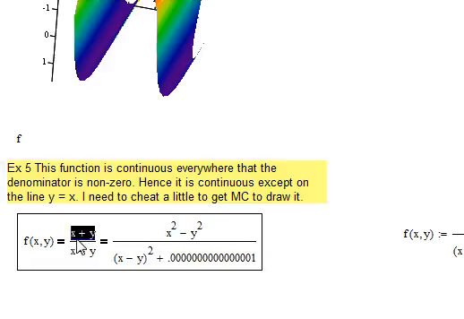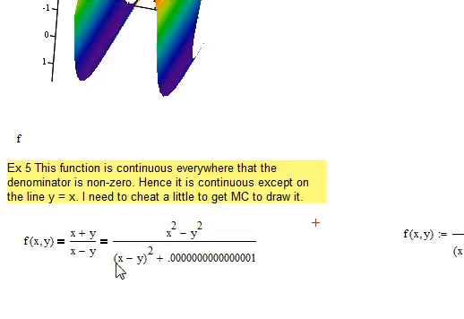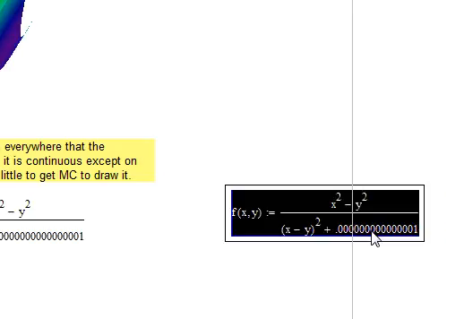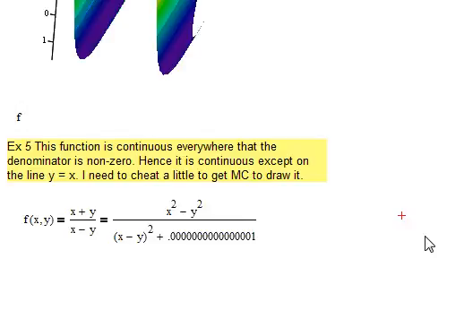But what I did to cheat with my graph here, this is the one I want to look at, is I multiplied numerator and denominator by x minus y. So x minus y times this, x squared minus y squared. X minus y times x minus y is just that quantity squared. And now I still had a problem because if x equaled y, my denominator would be 0. But I cheated and I added some little tiny number there, so it isn't 0. I guess that's kind of sneaky, but that's the way I had to do it. So that's the function I actually used when I drew this graph.